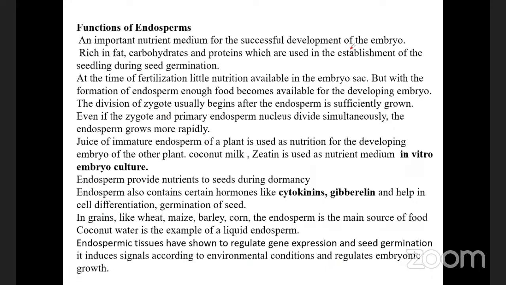What are the functions of the endosperm? So many functions are there. It is a very rich source of proteins, carbohydrates, and fat, which are very useful for the seedling and for the seed germination and the maturation of the seed and for the development of the embryo. The endosperm is very, very useful. At the time of fertilization, only a small amount of nutrition is available in the embryo sac.